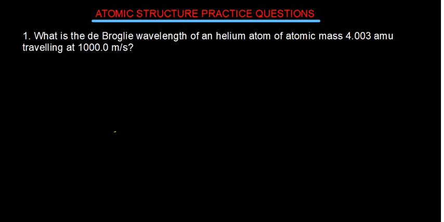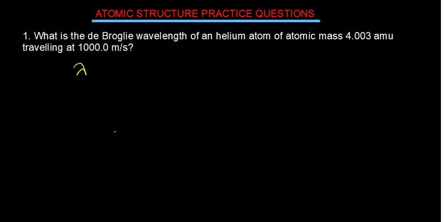So, the first question: what is the de Broglie wavelength of a helium atom of an atomic mass of 4.003 atomic mass units traveling at 1000 meters per second? Now, the de Broglie wavelength is given by Planck's constant over mass times velocity. Now we are talking of a helium atom. The mass which you've been given is in atomic mass units, so we need to convert these atomic mass units into kgs.